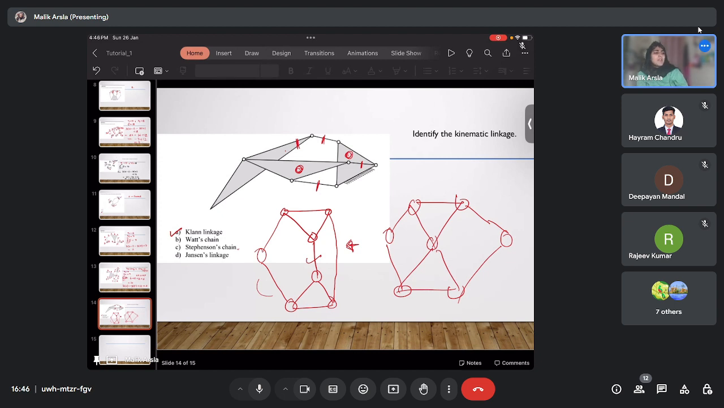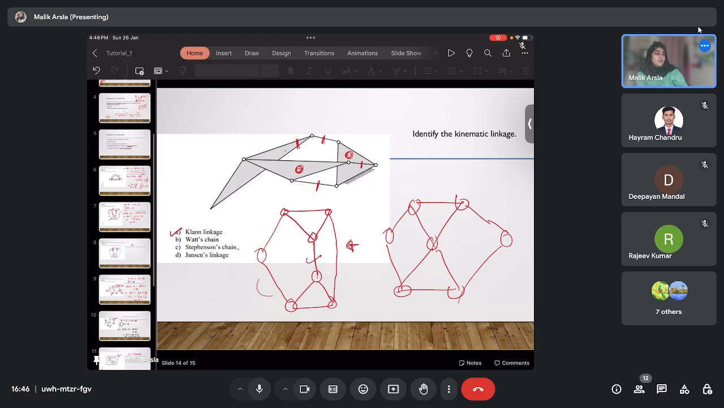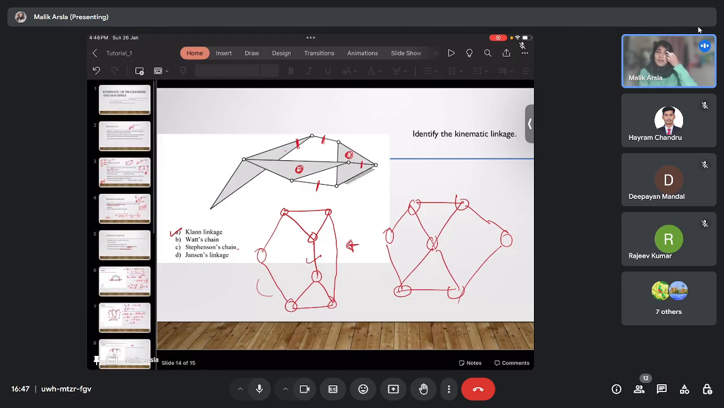You can see even in the lectures, the sir has covered how many types of 4R linkages we can have, and how many types of 6R linkages, 6 bar linkages, we can have. So you can go through the lectures, and then try to do the assignment by yourself. Okay, so that is it for today.